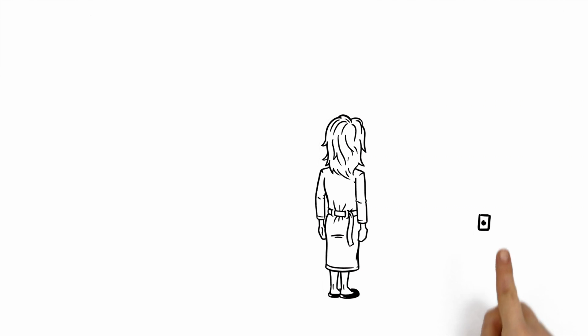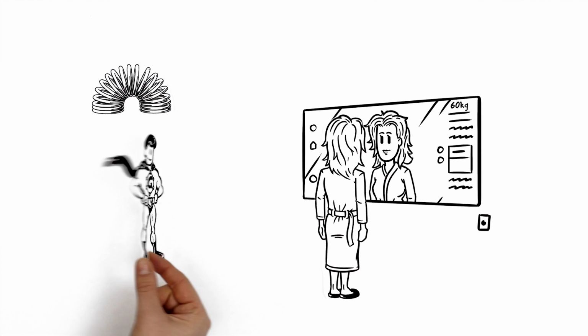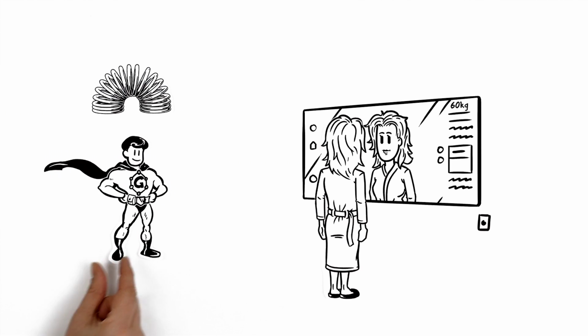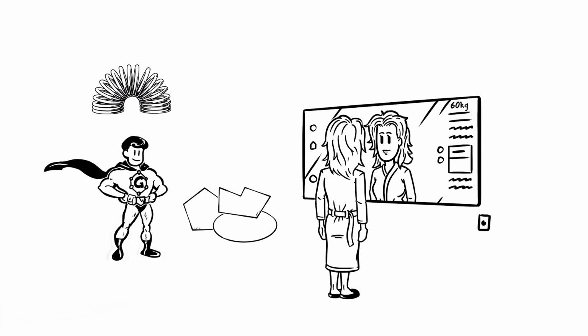Her flexible roll-down bathroom mirror brings her up to speed before she even starts her day. Graphene's flexibility and ultra-thin body enables the realization of transparent displays in nearly any shape and size.